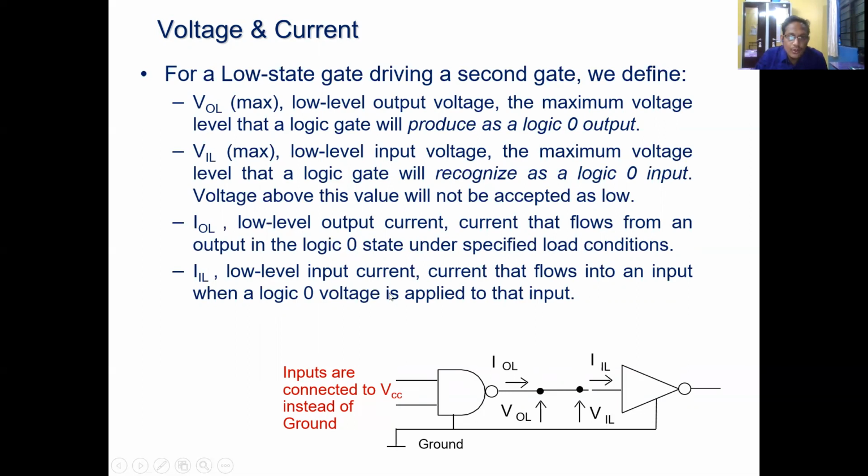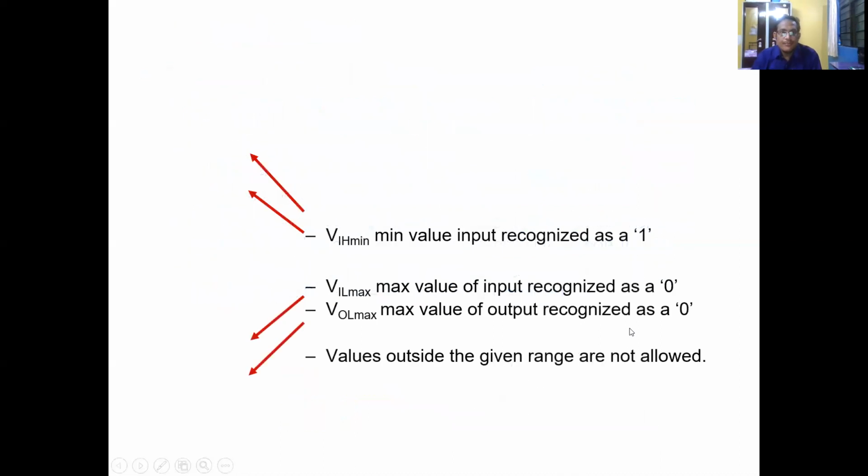IIL, low level input current: the current that flows into the input when logic 0 voltage is applied to the particular input, totally reverse as compared to the previous one. So this is again a low value input current that can make the cascading of the particular gate. This totally depends upon the fan out of the particular devices, because fan out totally depends upon the value of your current parameters. The maximum current of the particular output determines the number of gates it can drive.